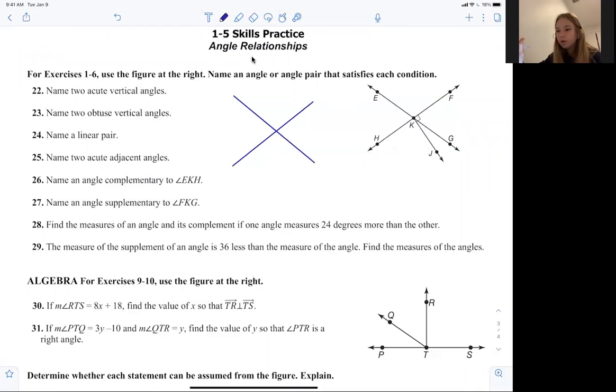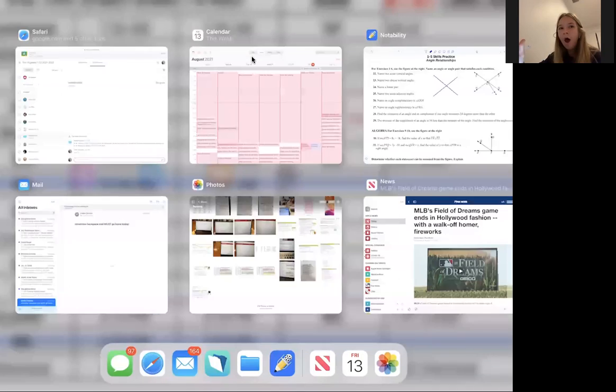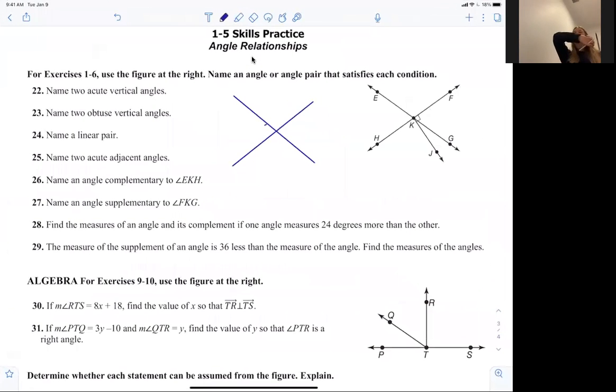Whenever you make an X, vertical angles are the ones that are directly across from each other. And vertical angles are always congruent. So that is always exactly the same as that. These angles right here are also vertical angles. And they are congruent as well.